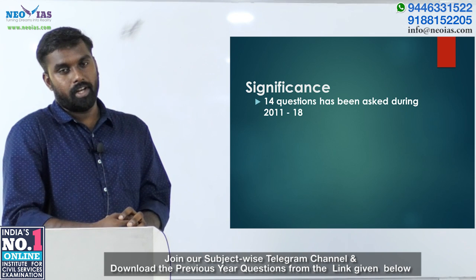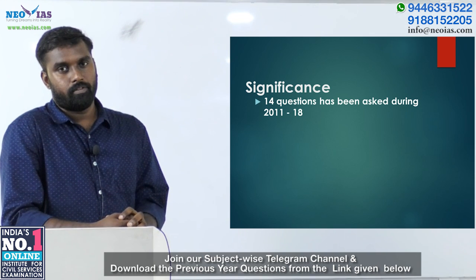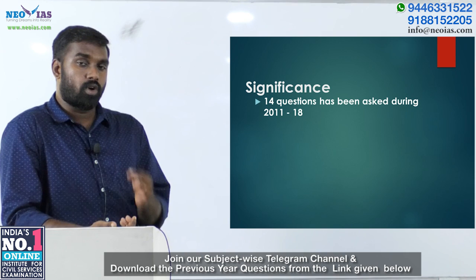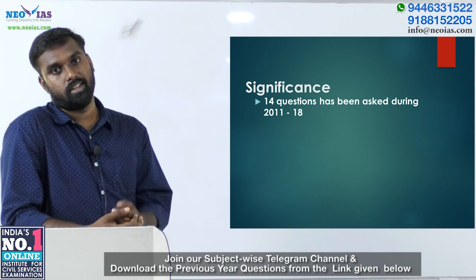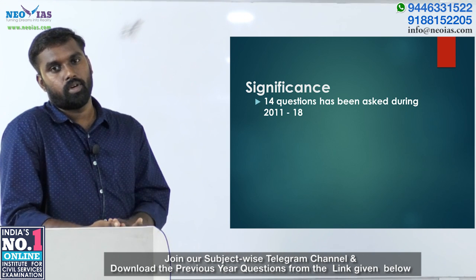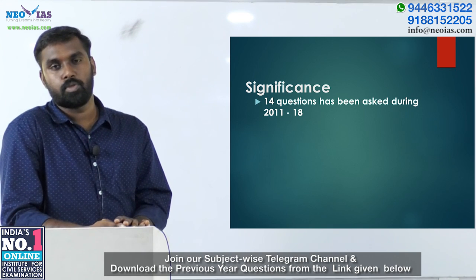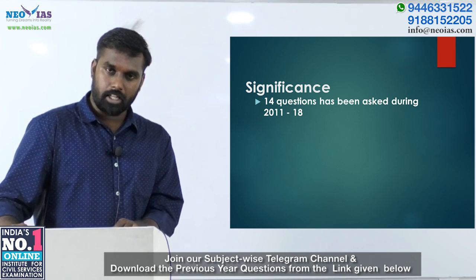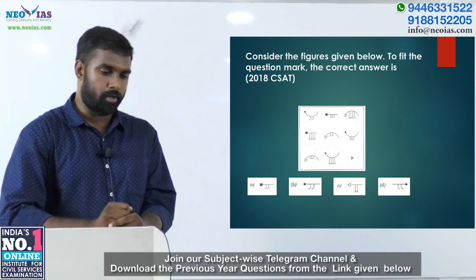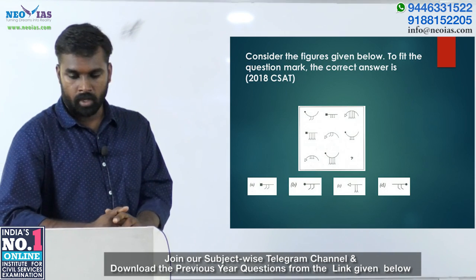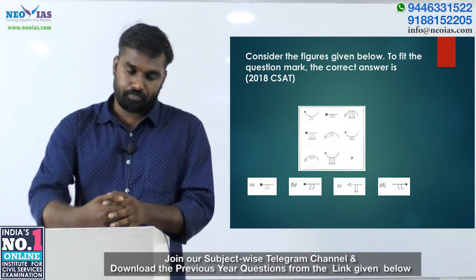About 14 questions had been asked. So that means if 2 or 3 questions are given in your question paper, you get about 7.5 marks very easily, which makes your entry very smooth, isn't it? So figure arrangement is a simple topic, and there is no concept to discuss. We are directly moving into the questions.